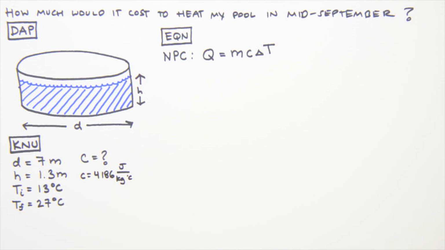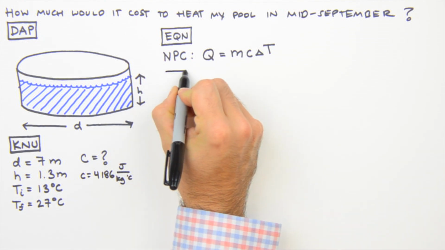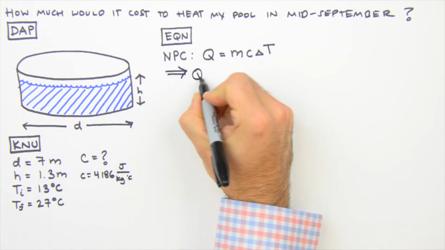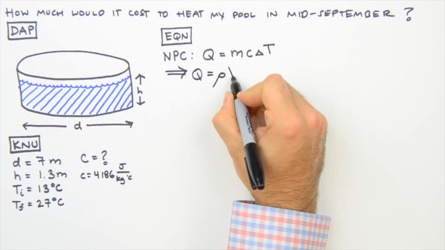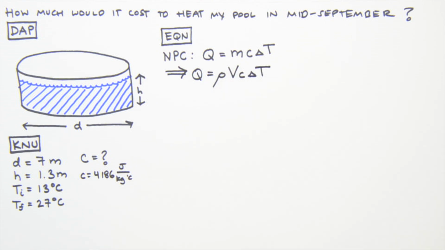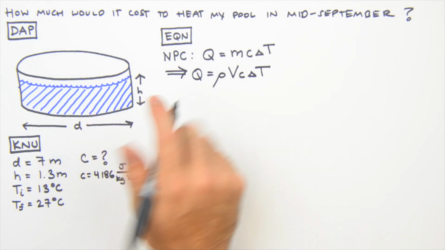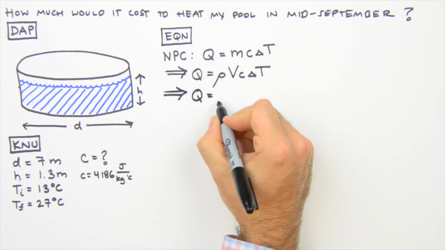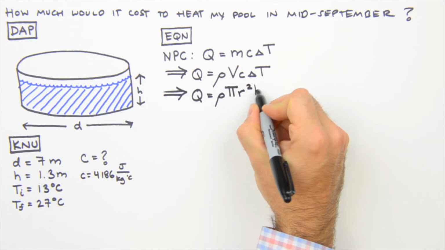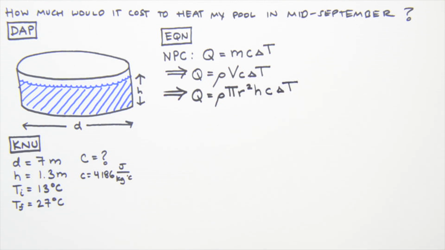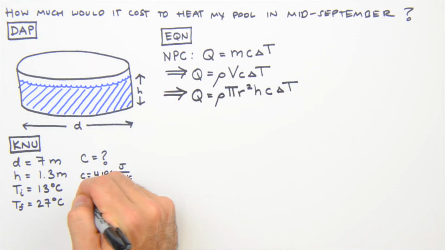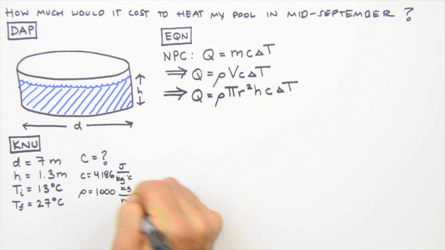So we've got c, what about m? Well, we're not given mass directly, but we can calculate mass using water's density and its volume. In this problem, the water is in the shape of a cylinder, so its volume can be written as pi times r squared times h. The only value we need now is water's density, and it's a gimme. 1,000 kilograms per cubic meter.